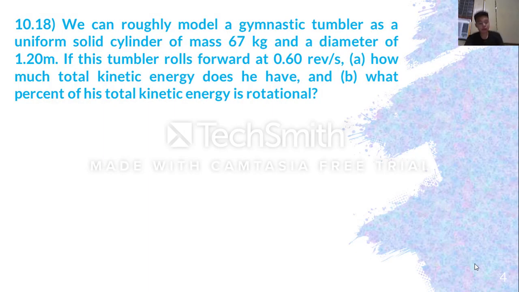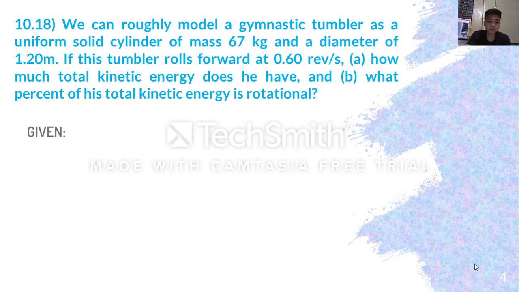So now we have our next problem. Problem 10.18. We can roughly model a gymnastic tumbler as a uniform solid cylinder of mass 67 kilograms and a diameter of 1.20 meters. If this tumbler rolls forward at 0.60 rev per second, how much total kinetic energy does it have? And what percent of its total kinetic energy is rotational?